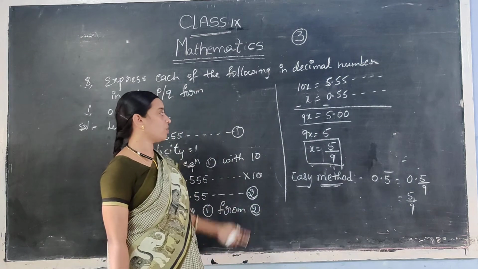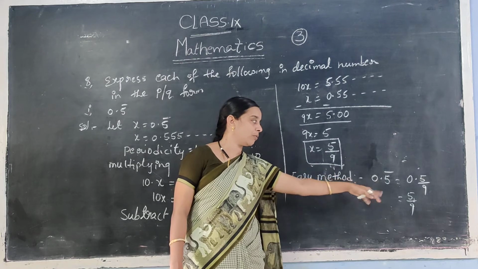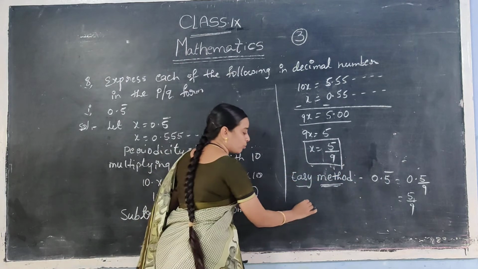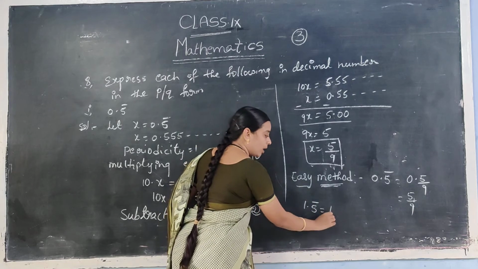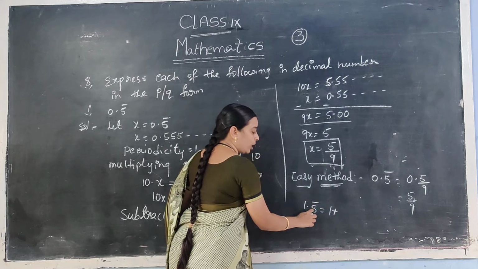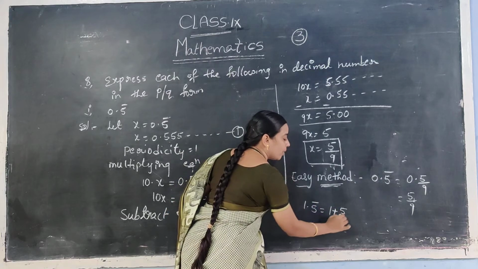Okay, 5 by 9. So after simplifying these, you will get 5 by 9. This is also an easy method, 5 by 9. Suppose the question is like this. How to find this? 1 plus, only under the recurring part how much is there? Only 5. So that's why 5 by 9.